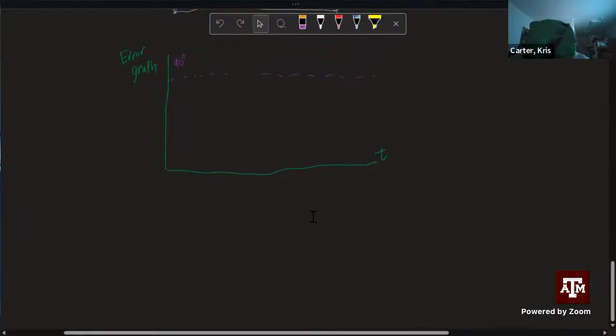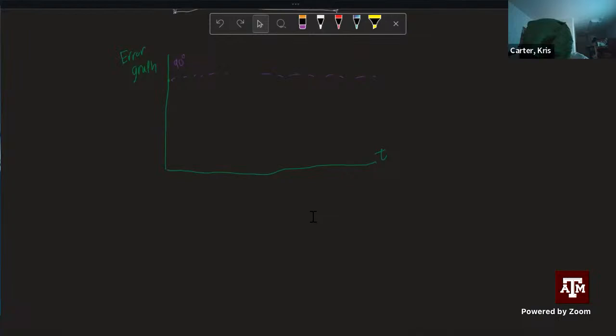And then as time goes on, that error is going to get closer and closer and closer to 0, but never quite actually at 0. And that's because we don't have anything to offset the error at all. So there's no offset, which means there will always be an error.